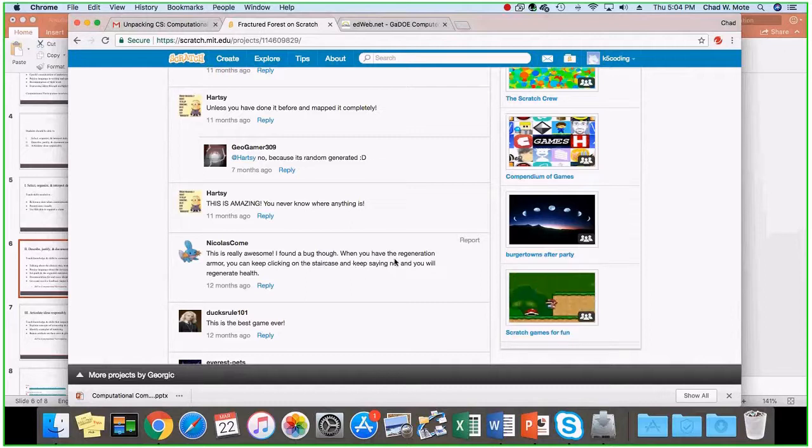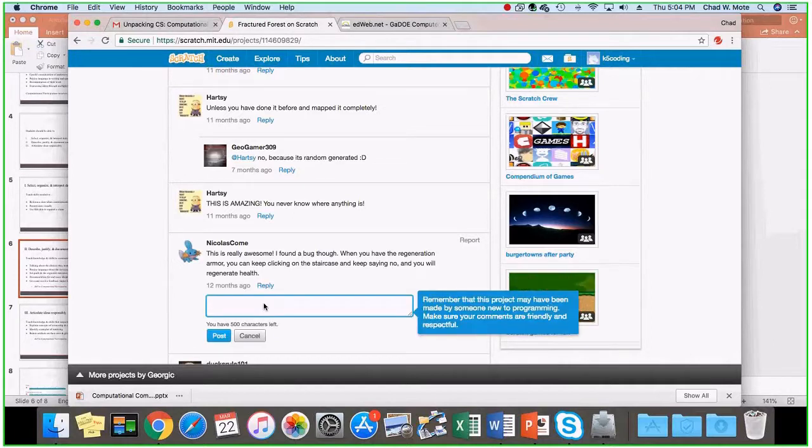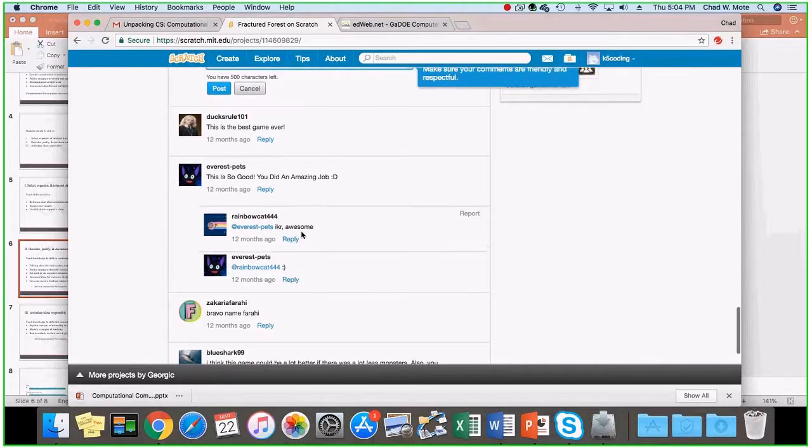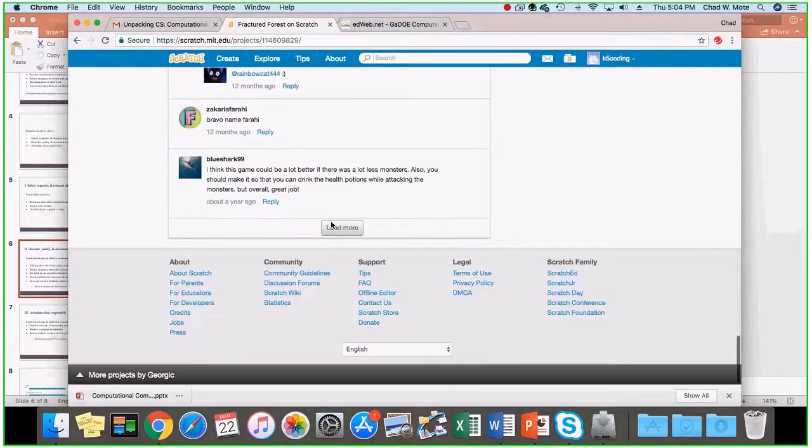I found a bug though. Whenever you have the regeneration armor, you can keep clicking on the staircase and keep saying no, and you will regenerate health. So this particular bug that this user found really informs the design, where the bugs are, and how I change it. What might I need to do? If I'm designing this game and I posted it, I might interact with this user and ask some specifics. And then I may actually go on this feedback loop and ask for some suggestions on how to fix it.